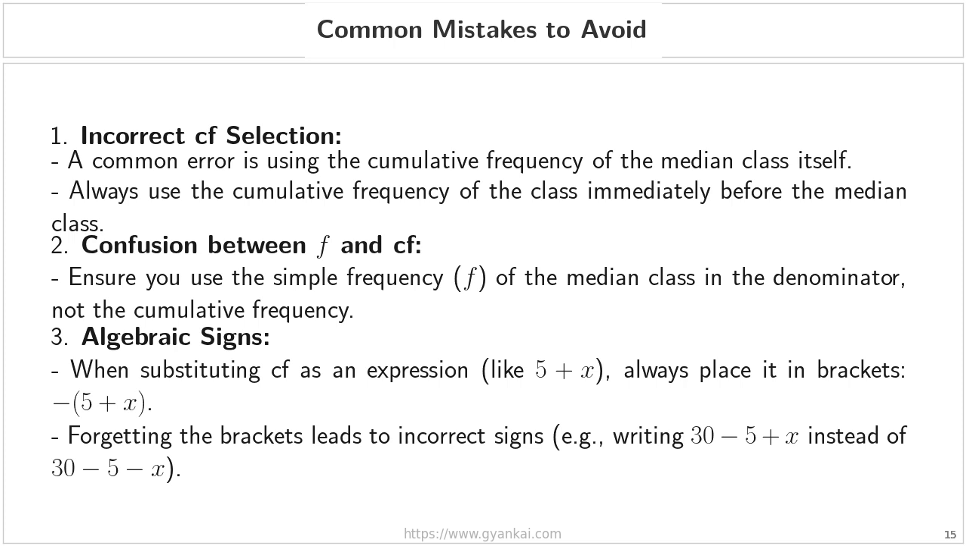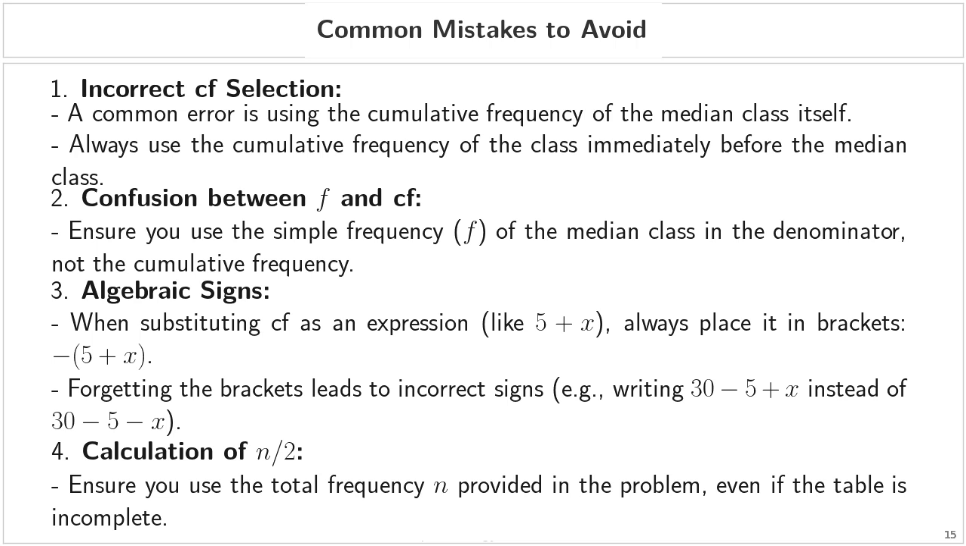Third, keep a close eye on your algebraic signs. This is where many marks are lost. When you are substituting an expression for the cumulative frequency, such as 5 plus x, into the formula, you must always place it inside brackets. If you write 30 minus 5 plus x without those brackets, you will end up with 30 minus 5 plus x, which is mathematically incorrect. You must write 30 minus the quantity 5 plus x, which correctly simplifies to 30 minus 5 minus x.